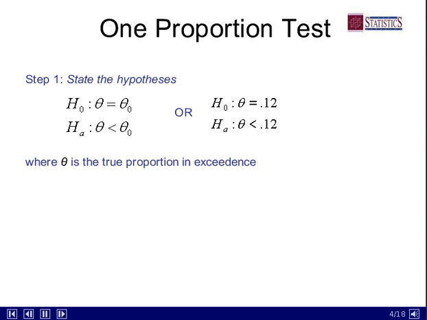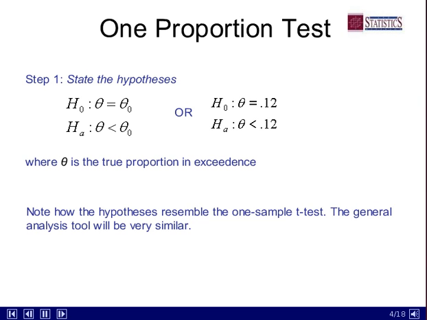We use mu and sigma, very common symbols, to stand for the mean and standard deviation of numerical data. So here I'm using theta instead of p just to make it clear that I am talking about an unknown parameter. So we're looking at theta equal theta naught versus less than theta naught for our particular example, because the goal of the training program was to reduce the exceedance. So if we plug in our theta naught, which is 12%, we're saying we're equal to 12%, and then what we're trying to see is, based on this program that we introduced, did it reduce the exceedance to less than 12%? So theta here is the true proportion of exceedance.